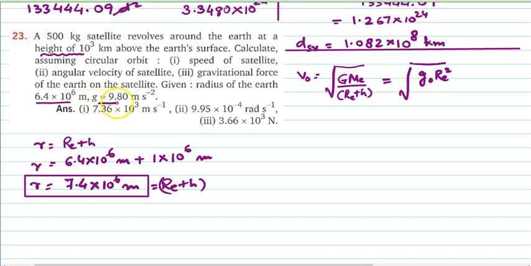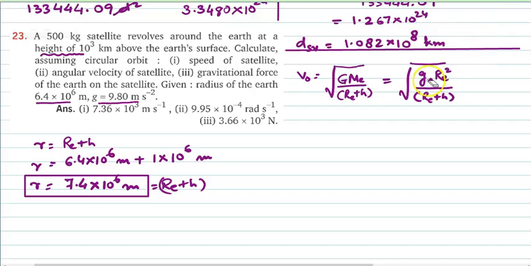What does the question give me? Question gives me small g. What does small g signify? Small g has got the significance that it tells me the acceleration due to gravity at the surface of the earth. So this formula now gets modified to small g Re square upon Re plus h.